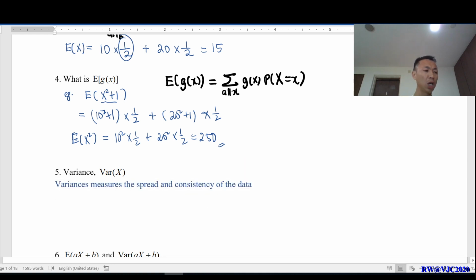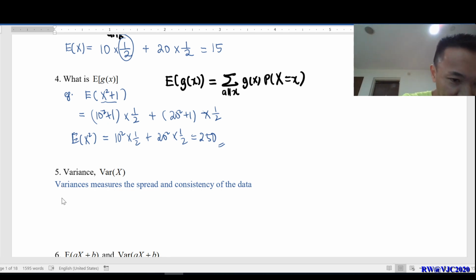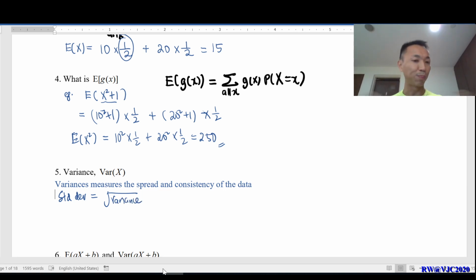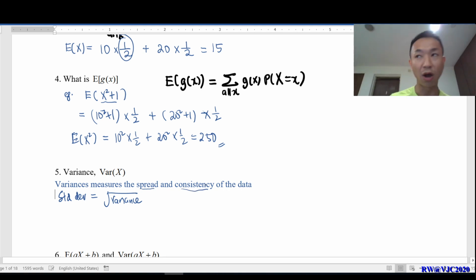I'm sure you know standard deviation. Very simple. I'm just going to say this standard deviation is actually just the square root of variance. So if the variance is big, then the spread is big, then the standard deviation is also big. So I know you learned standard deviation before, but from now let's concentrate on variance. The values are different, but it measures the same thing. It measures the spread and consistency of the data.